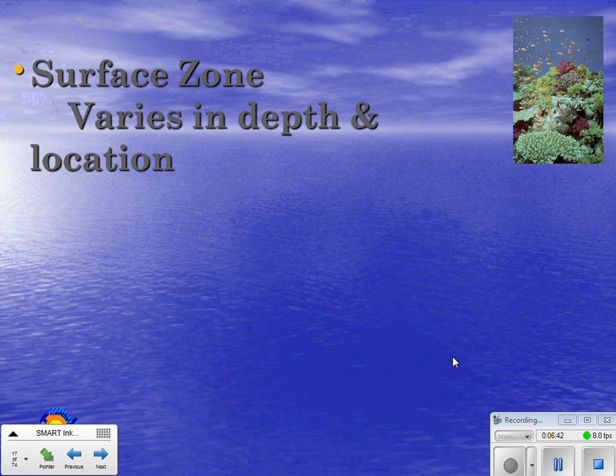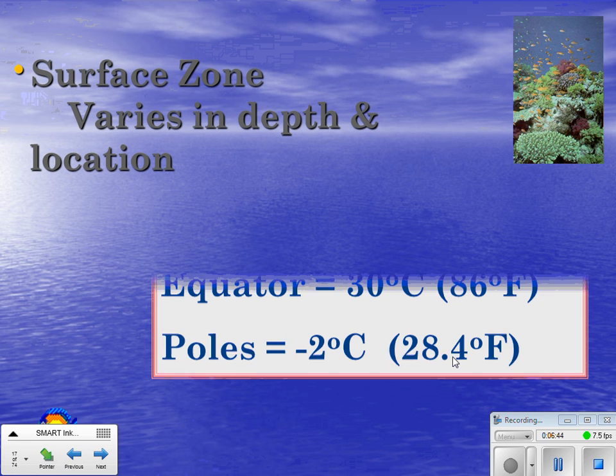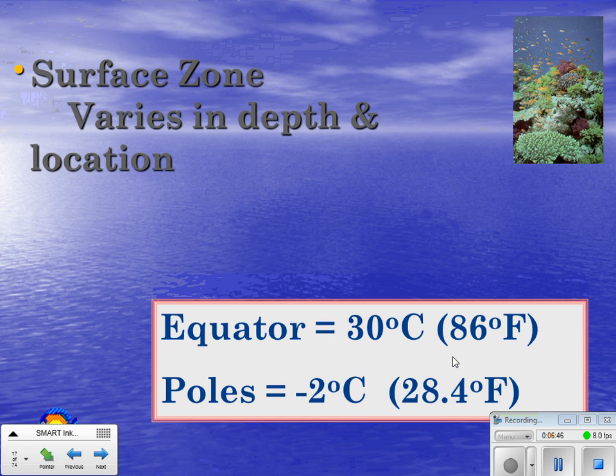The surface zone varies in depth and location, again, depending upon where you are. The equator temperature is on average 30 degrees Celsius, whereas the poles, the North and the South Pole, both are at -2 degrees Celsius. But think about 0 is the freezing point. How is it possible that the North and the South Pole can be at -2 degrees Celsius and it still be water?